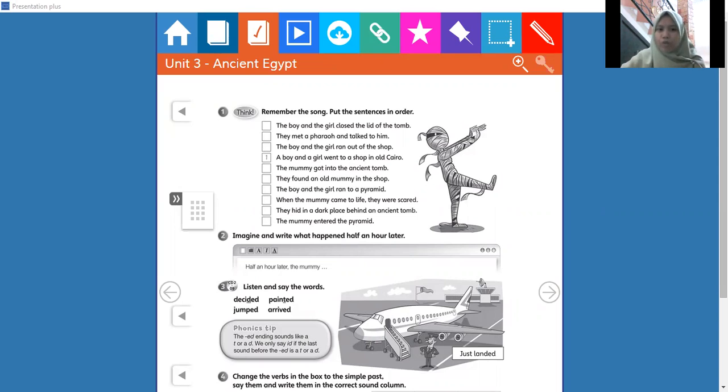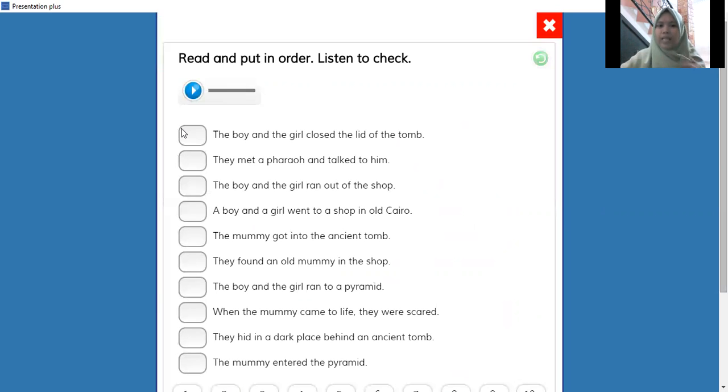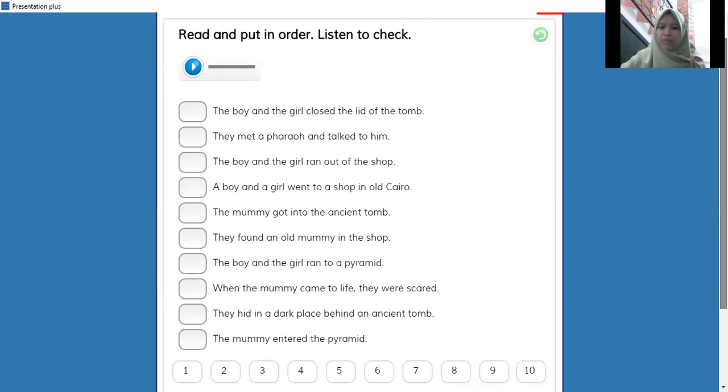For the first step, we are going to put the sentences in order. You have to put a number for each sentence here. And then we are going to listen. We are going to listen for each number. For each sentence, you have to put a number. Are you ready? Here we go.